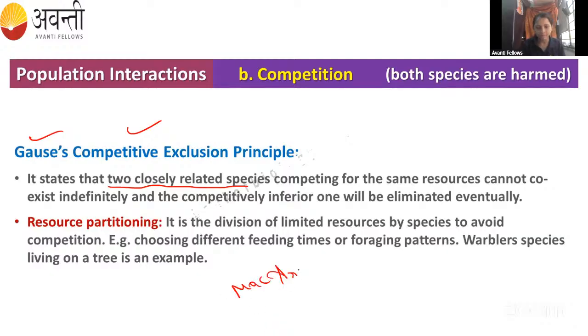Another example is MacArthur. MacArthur gave another principle, resource partitioning. Some organisms maintain coexistence by partitioning the resources. They utilize the resource by partitioning. For example, five species of warbler live on the same tree by partitioning their resources. You can take Darwin's finches also. So an example of resource partitioning is the warbler species, given by MacArthur. They can coexist by resource partitioning. Otherwise, they cannot coexist and one is eliminated. That is by the Gause principle. Remember.